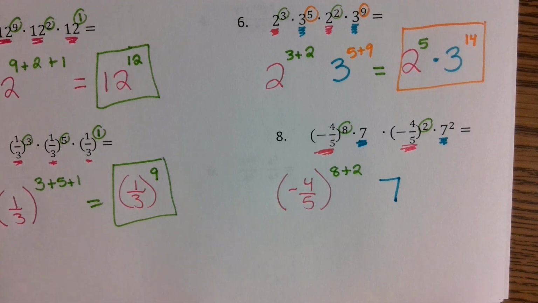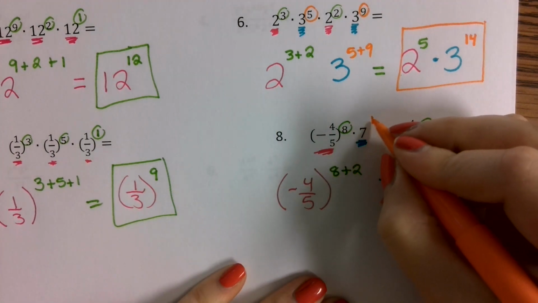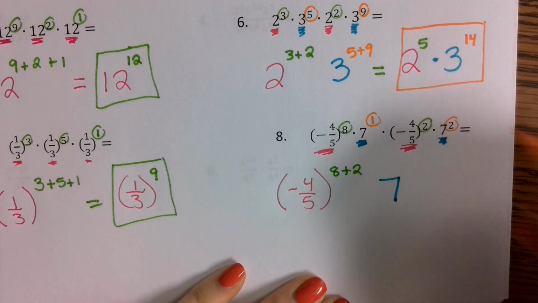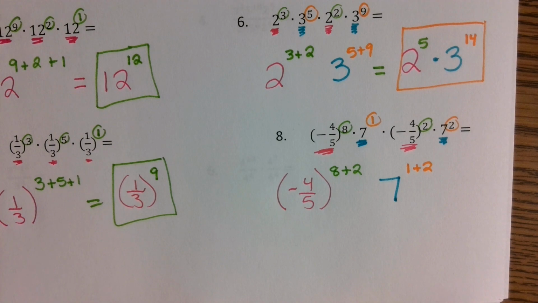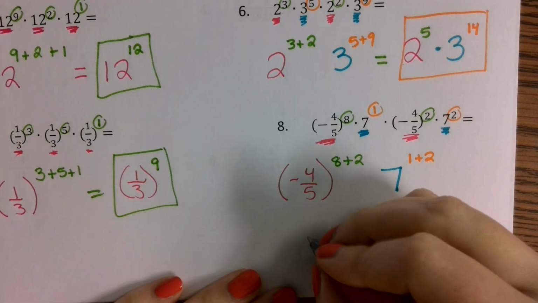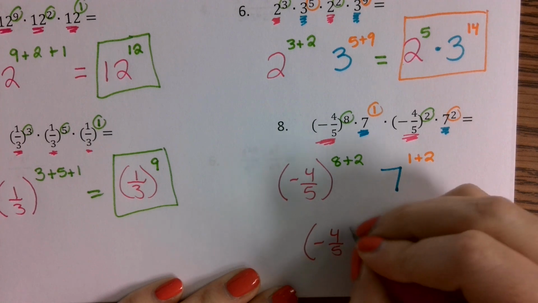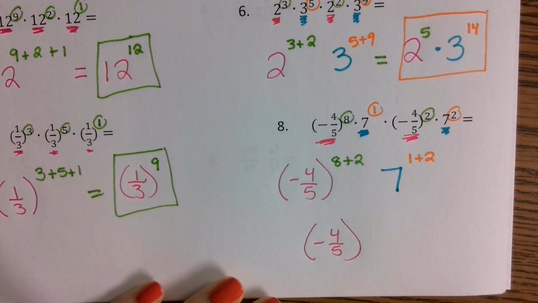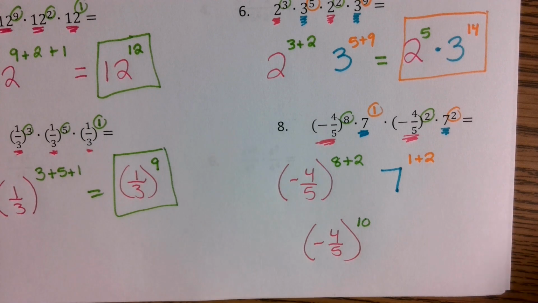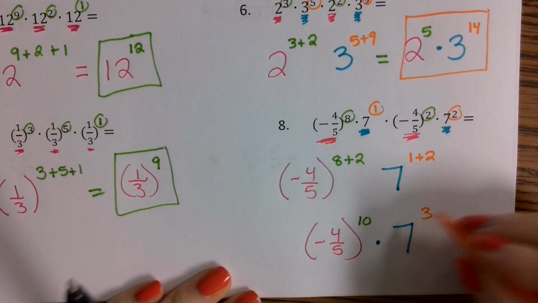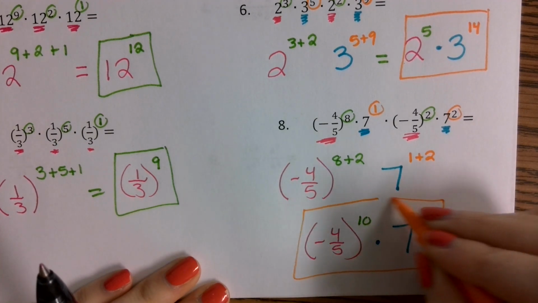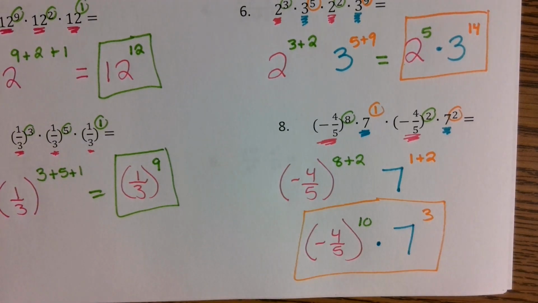And then the exponents, for the first one, your exponent is a 1. And then the 2nd power, your exponent is a 2. So you're going to do 1 plus 2 for your exponents. Your final answer is going to be -4/5 inside of parentheses to the 10th power, and then multiplied by 7 to the 3rd power. And that's your final answer. Okay, so that's how we deal with product of powers. We keep the base, we add the exponents.